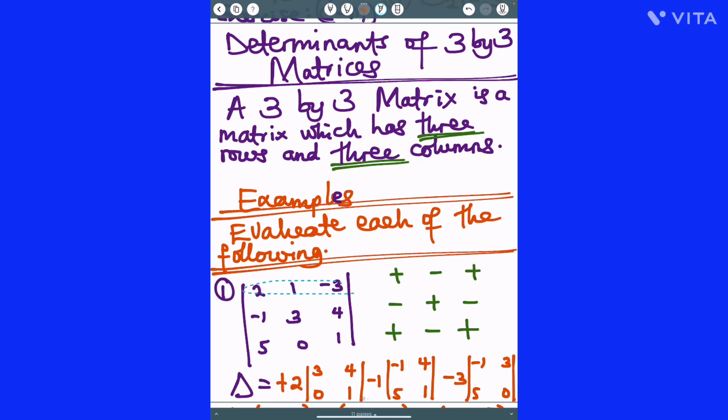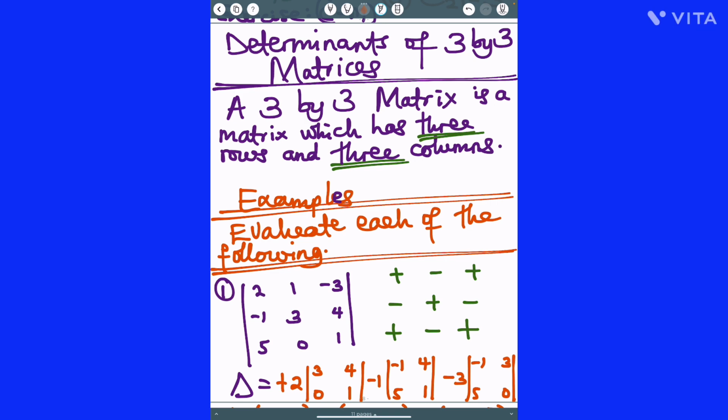After taking 2, what you have left is 3, 4. Can you see? What I have left are the numbers that are not shaded. So what you have left is 3, 4, 0 and minus 1 here. So 3 times 1 is 3. 0 times 4 is 0.